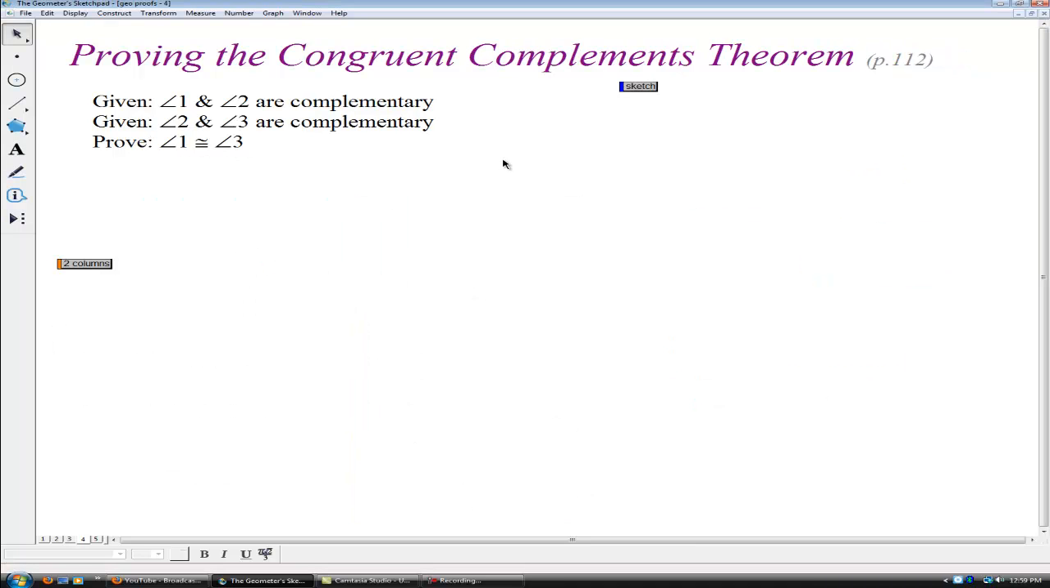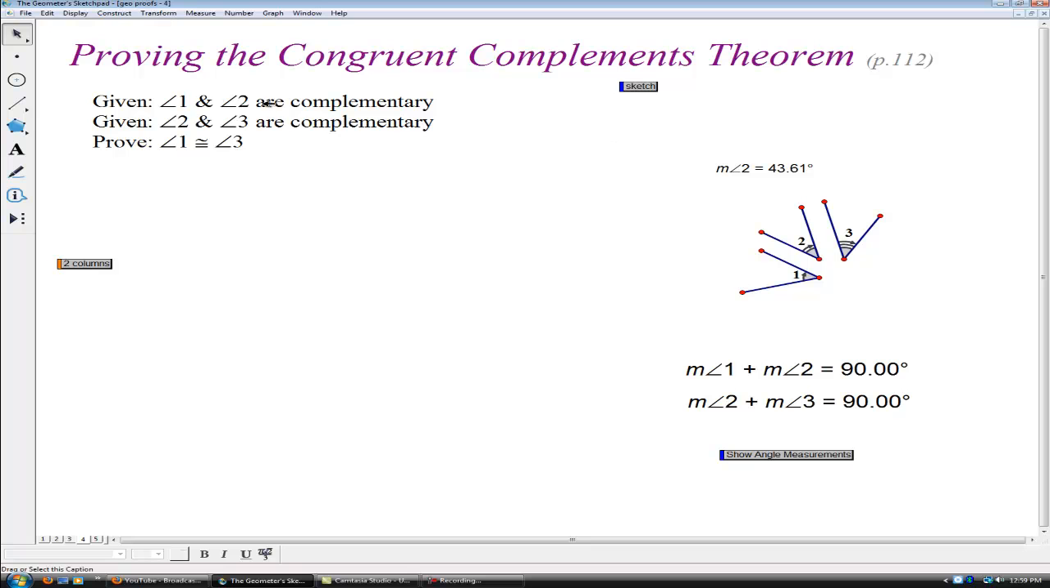Alright, our last proof for this video is proving the congruent complements theorem. This is on page 112 in your book. We are given the following information. Angle 1 and angle 2 are complementary. And I have a dynamic sketch here showing that measure of angle 1 plus measure of angle 2 is 90 no matter how I adjust. Alright, we're also given that angle 2 and angle 3 are complementary. So these two angles also have a sum of 90 no matter how we adjust these angles. So I'm trying to prove that angle 1 is congruent to angle 3.